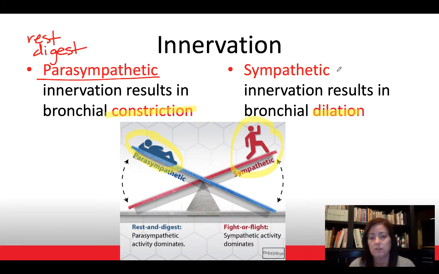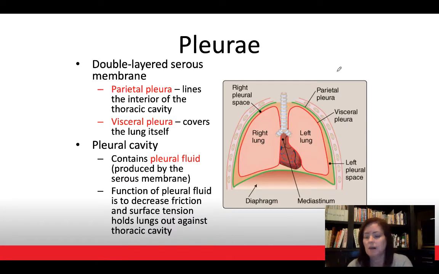Airways are going to vasodilate. Okay, they have opposite responses. So something to keep in mind. Also, we can talk about the pleura of the lungs.